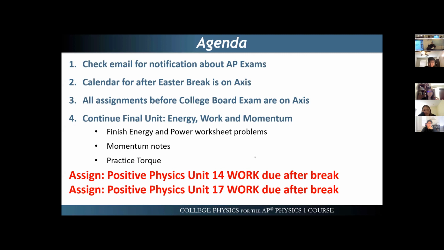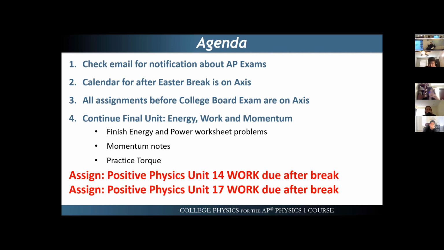Because it's the work section, you can correct it as you go, and your grade will be just your corrected percentage. So you should be able to get 100% on both of these assignments, and therefore, if your homework percent isn't 100% right now, that should boost it up a little bit. So those will be your last two homework grades, those two positive physics ones.